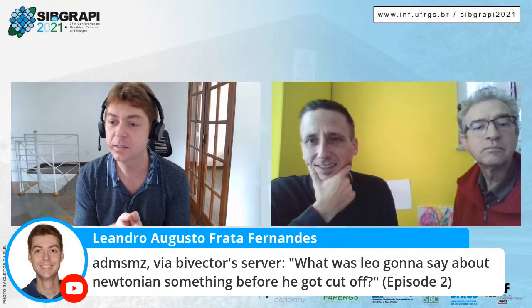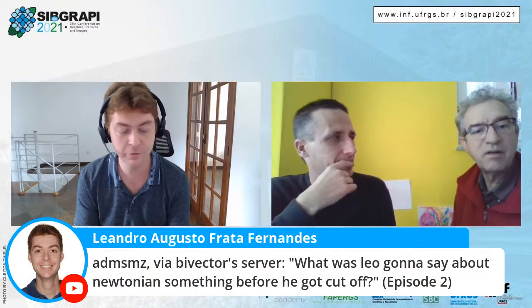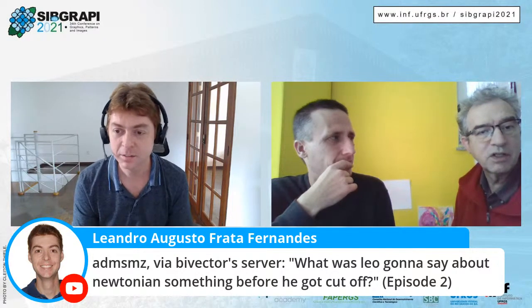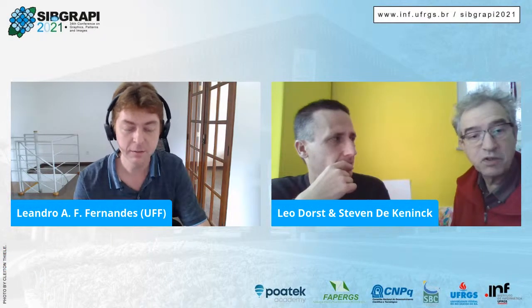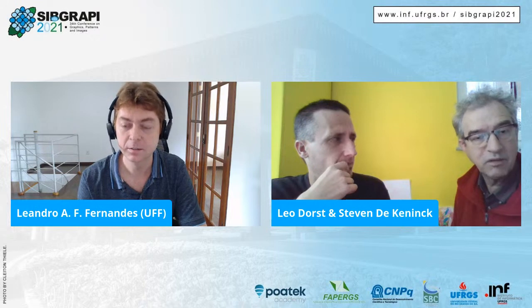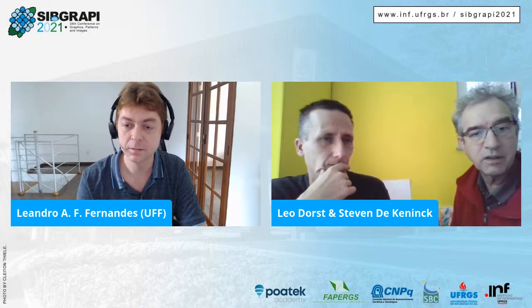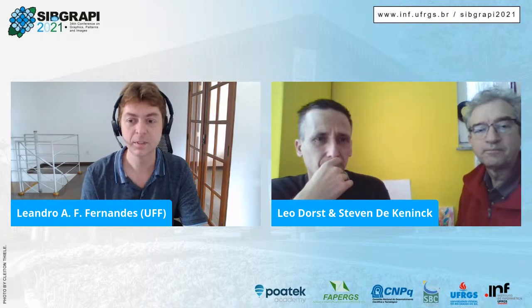Okay. The next question was also made by Vector Server, but I didn't notice that the user, I can't say his name because it's a bunch of letters together with Los Angeles. Yeah. He's asking, what was Leo going to say about Newtonian something before? Yeah, I think in the very, very introduction of episode two, there was a little glitch in the presentation. You can watch the presentations again because they're available on YouTube. I don't believe I was saying more than announcing that something else was coming. So you didn't miss anything important there. Okay. I didn't see that glitch. Maybe it was local.